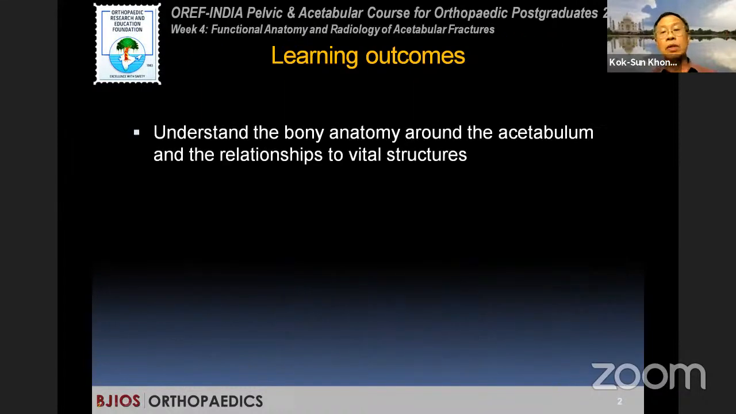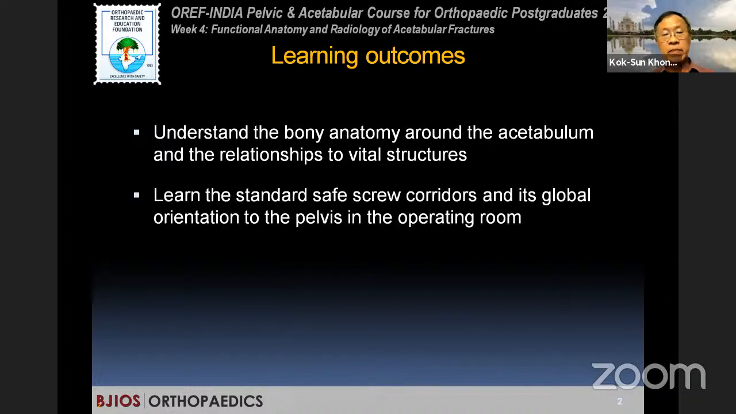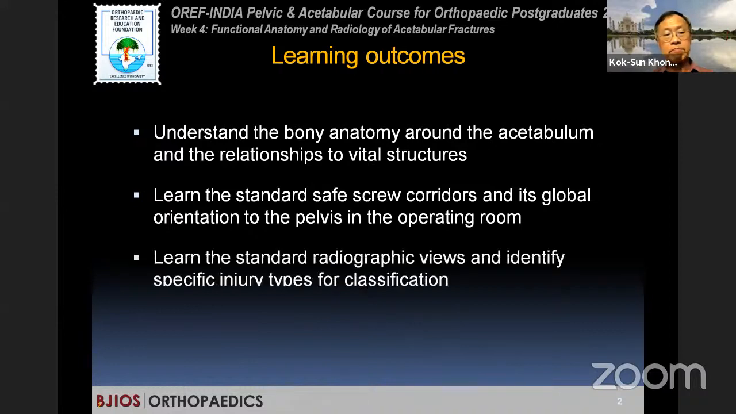Okay, so the learning outcomes are that you have to understand the bony anatomy. It's the most difficult area to operate for the orthopedic surgeon, and especially around the acetabulum is a largely hidden joint. But you must know the relationships to all the vital structures within the pelvis. During this functional anatomy, I will try to tell you about the standard screw corridors and implant corridors, and then have an orientation of the pelvis in the operating room rather than seeing it on the standard anatomy diagram.